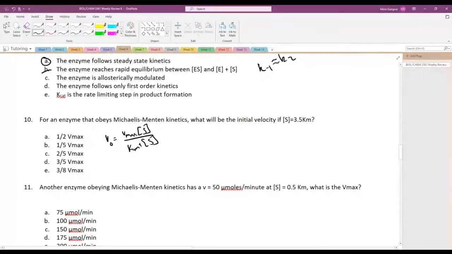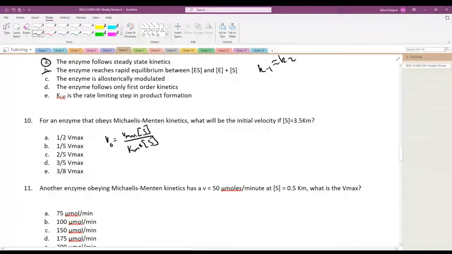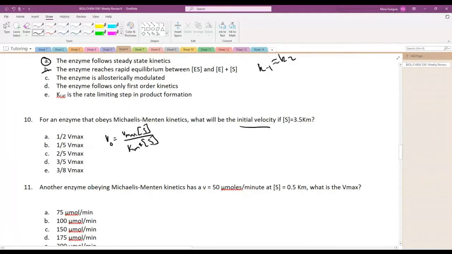Plus substrate concentration. Okay, so we're looking for initial velocity, and we look at our answer choices. It's with respect to Vmax. Awesome. Okay, so now all we need to do is, I'm thinking to myself, let's set Vmax out front, and then we can say V0 equals some number times Vmax. Awesome. And that number is, we're going to solve algebraically.